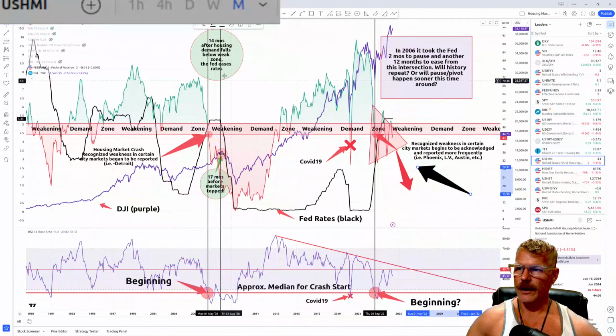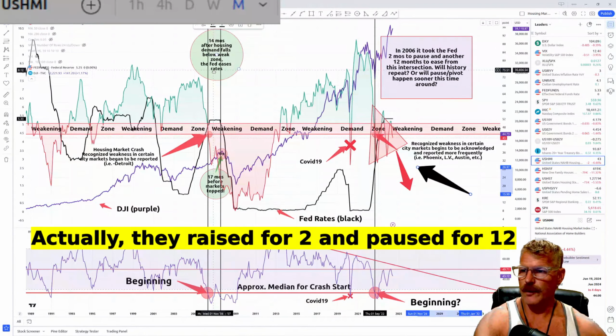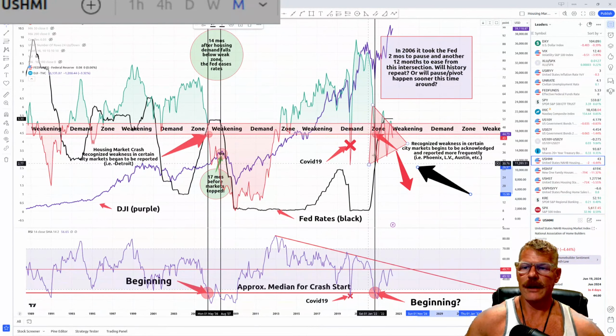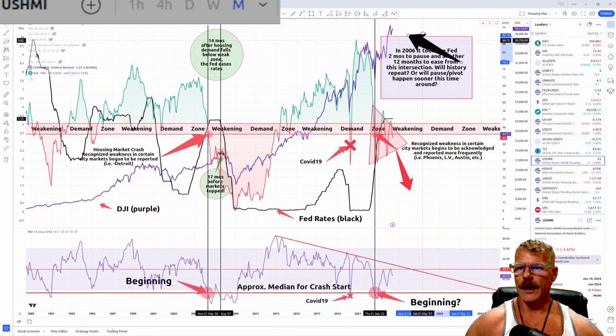Now, over here, the Fed paused rates for 14 months after we dropped below that weakening zone. And it wasn't until 17 months that the markets topped. All right, so that gives us a little time here. If history is any indication of what is about to occur, we still have a few months before this market finally tops. You can see the Dow way up here at 39,000.